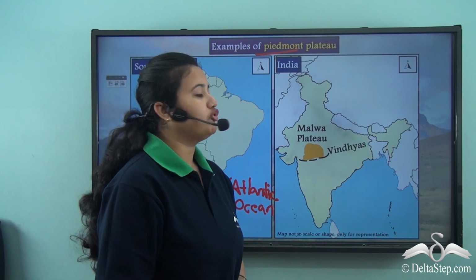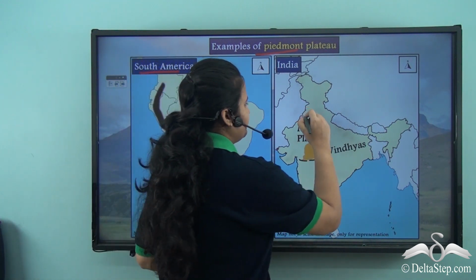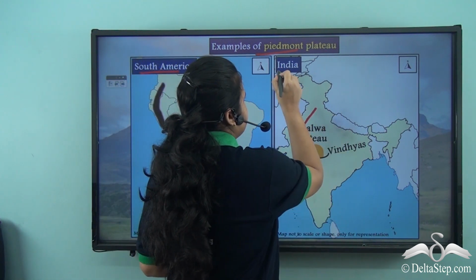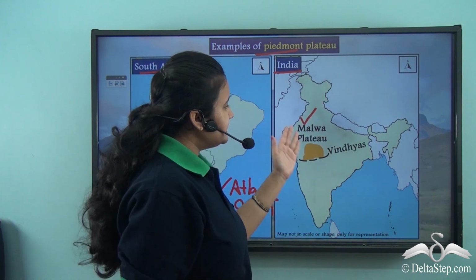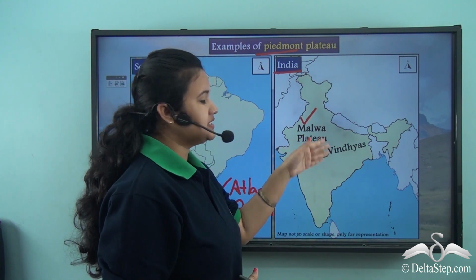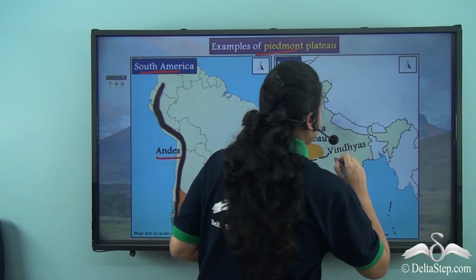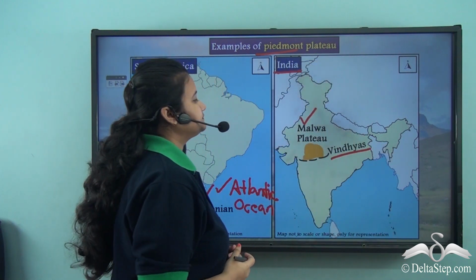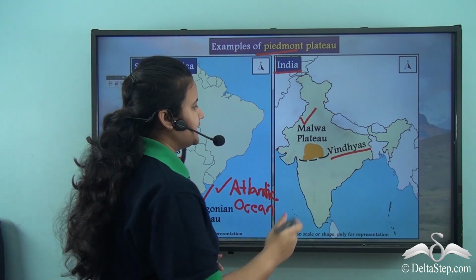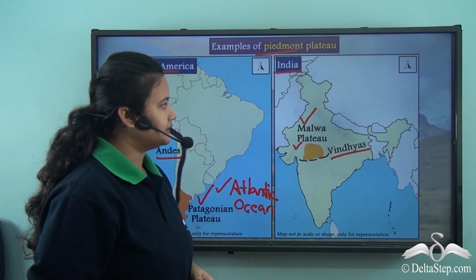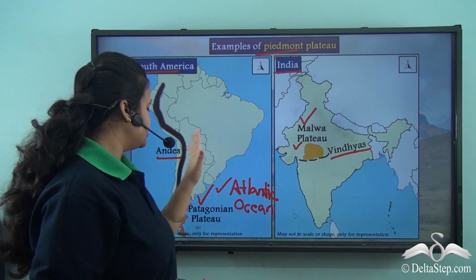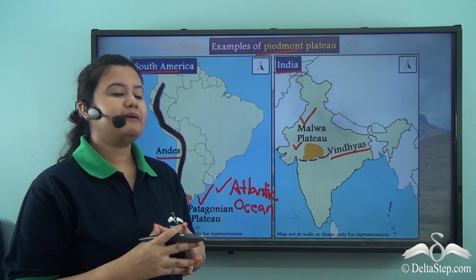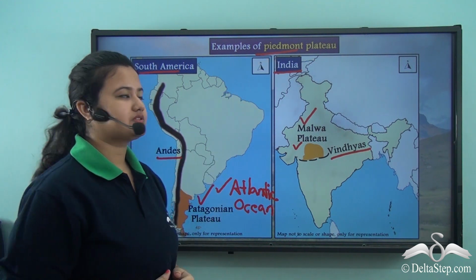Another example of Piedmont Plateau is Malwa Plateau, which is situated in India. This plateau is situated at the foot of Vindhyas mountains, and on the other side we have a plain region. So Malwa Plateau and Patagonian plateaus are examples of Piedmont plateaus.